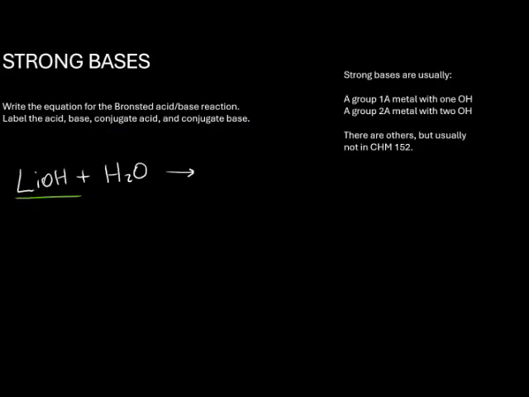Now let's look at cases with strong bases. You can recognize a strong base for the purposes of Chem 152 by being a group 1A metal connected to an OH or a group 2A metal connected to 2 OH. There are many other strong bases out in the world, but this will basically cover your cases that you'll have to handle for this course.